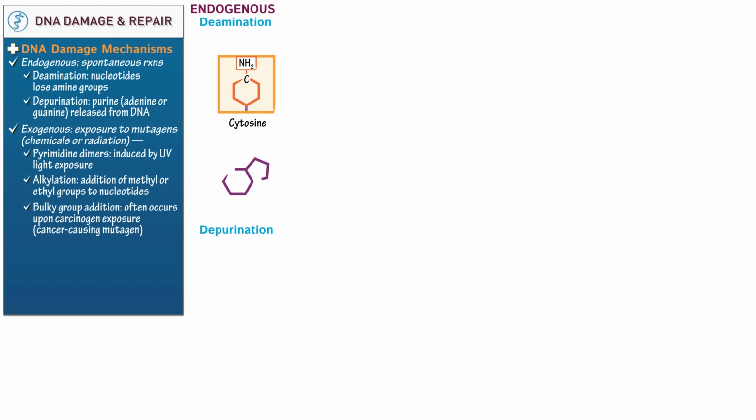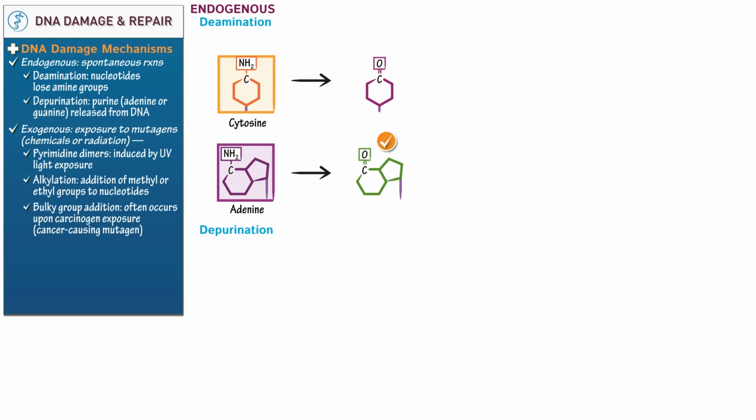Next, draw the purine adenine as a hexagon bound to a pentagonal structure. Again, label one carbon in the hexagonal portion bound to an amino group. Now redraw both cytosine and adenine without their amino groups. Instead, replace them with a carbonyl oxygen. Show that the deamination of cytosine produces uracil, and that the deamination of adenine produces a molecule called hypoxanthine.